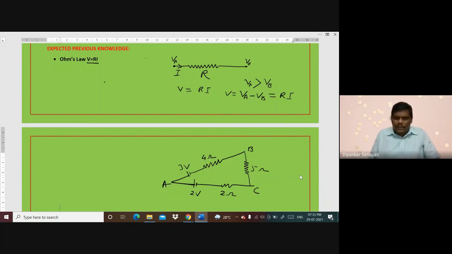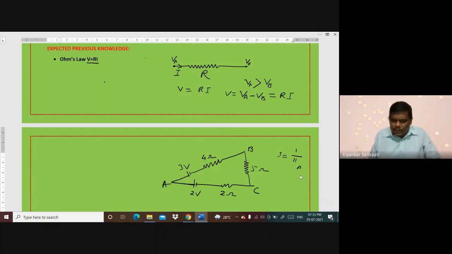Very simple. All these things are in series, with positive connected to positive, so the effective voltage will be equal to only 1 volt. So the current will be equal to 1 volt divided by 4, 5, 9, 11, that is 1 by 11 ampere. Now this is a very simple circuit.